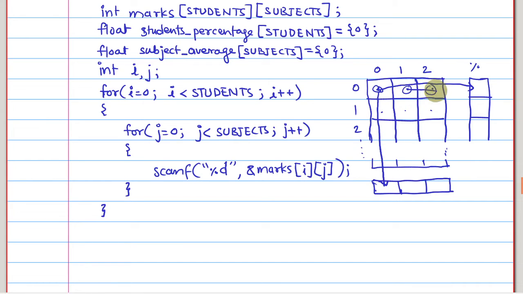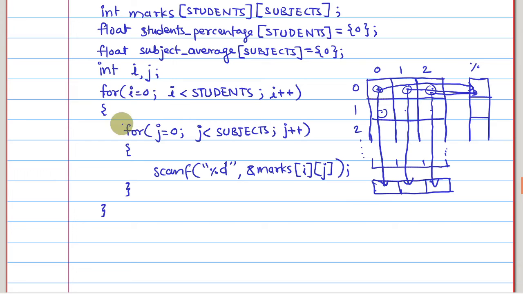After scanning this value, we add it to this and we add it to this. After scanning this value, we add it to this and then we add it to this, right? And so on. After scanning these 3 values and adding it here, you can also immediately find the percentage. But after scanning marks of one student, you cannot find the average, right?